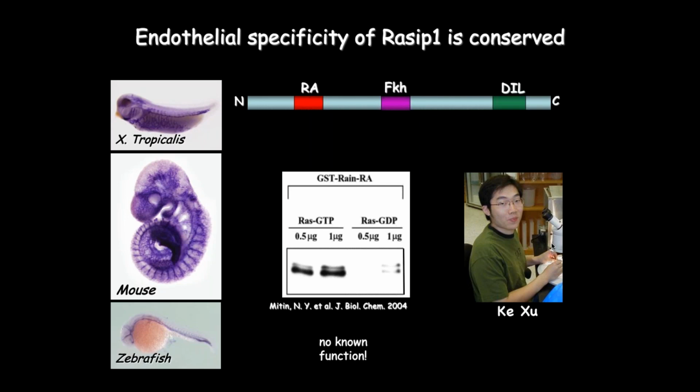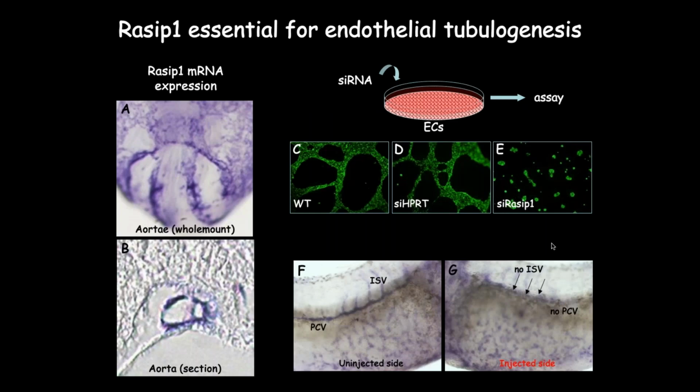So Kurzu, who's pictured here, my graduate student at the time, took on the analysis of a potential function for RAS IP1 in blood vessels. On the left-hand side is just a reminder of its expression. It's really endothelial-specific in mouse, in this case. And on the top of the slide to the right is one of the first experiments he did to just ask the question, is it important? What you're looking at in panels C and D are what happens when you plate monolayers of endothelial cells on Matrigel. Endothelial cells in culture will just kind of spontaneously form these plexus-like structures. I'm showing you a control that's been untransfected. In D is a control siRNA. And then in E is when we knocked out the function of RAS IP1, and you can see that it's really affecting the endothelial cells. They don't like when RAS IP1 is gone.